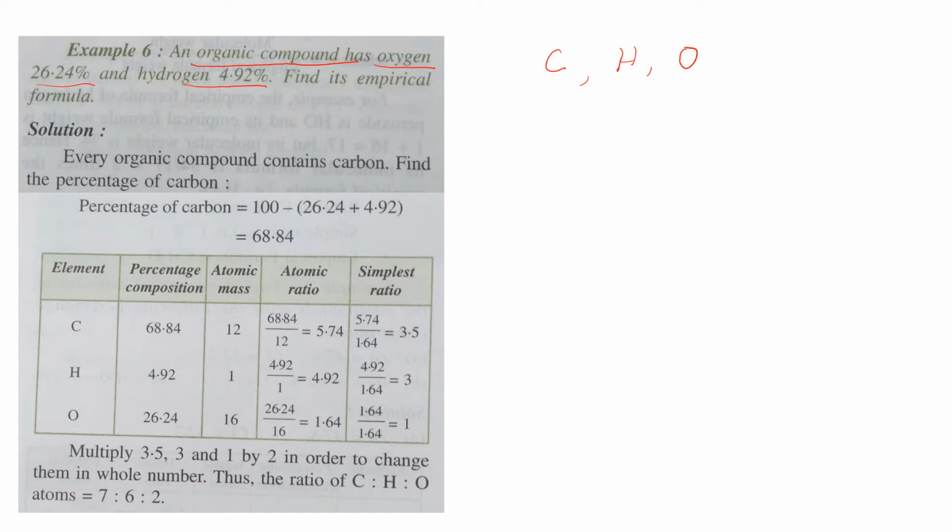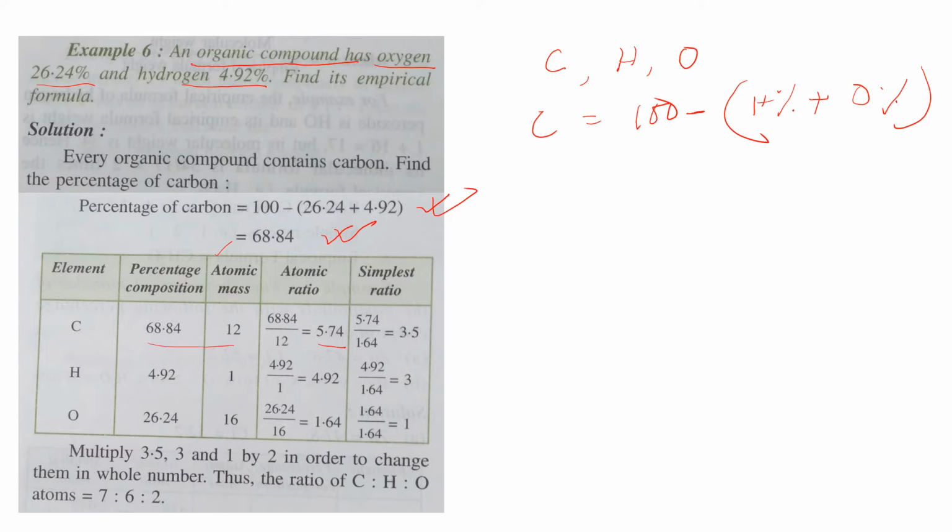This is in the rule I already told you. How to find out the percentage of carbon? We will get carbon is equal to 100 minus the percentage of hydrogen plus percentage of oxygen. Okay, so just see here 100 minus 26.24 plus 4.92, so I am getting 68.84. And then you have to do it as usual. Make a table, write down the elements and the percentage composition, then the atomic mass and then the atomic ratio by dividing the percentage composition with atomic mass.